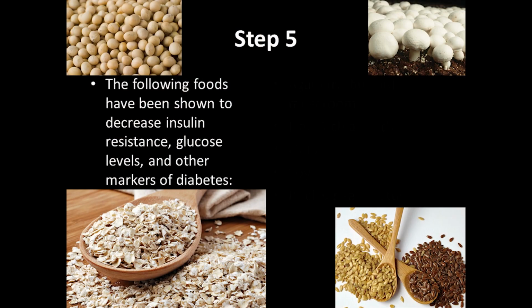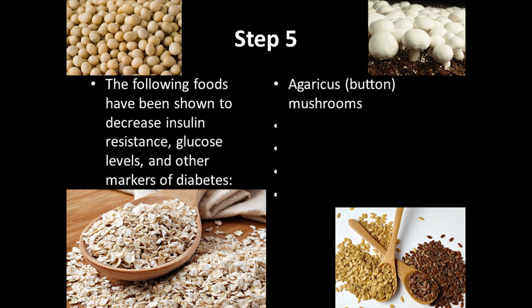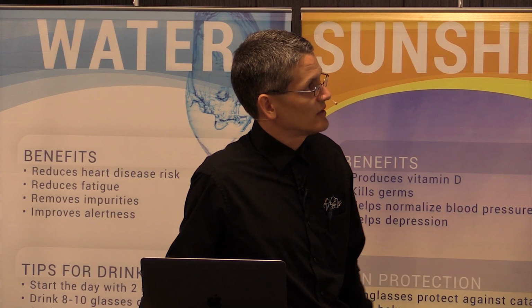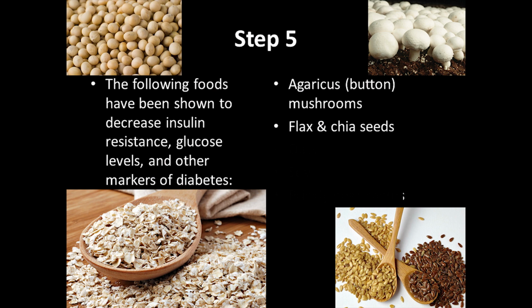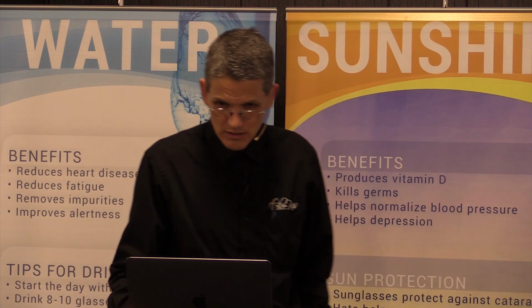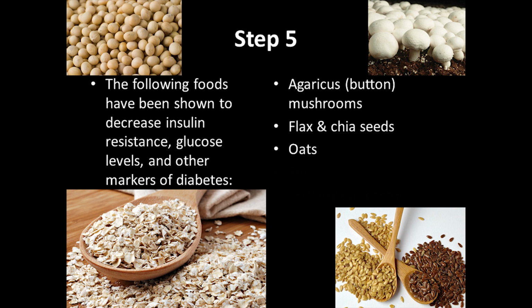Step 5, eat these foods, because they've been shown to decrease insulin resistance, glucose levels, and other markers of diabetes. What are those foods? Agaricus mushrooms, or button mushrooms. So those are those nice friendly guys up in the top corner that I'm not going to eat because I don't like mushrooms. But anyway, they've been shown to help out with diabetes. Flax and chia seed. There's research showing that flax and chia seed are beneficial for diabetes as well. Oats, all right.